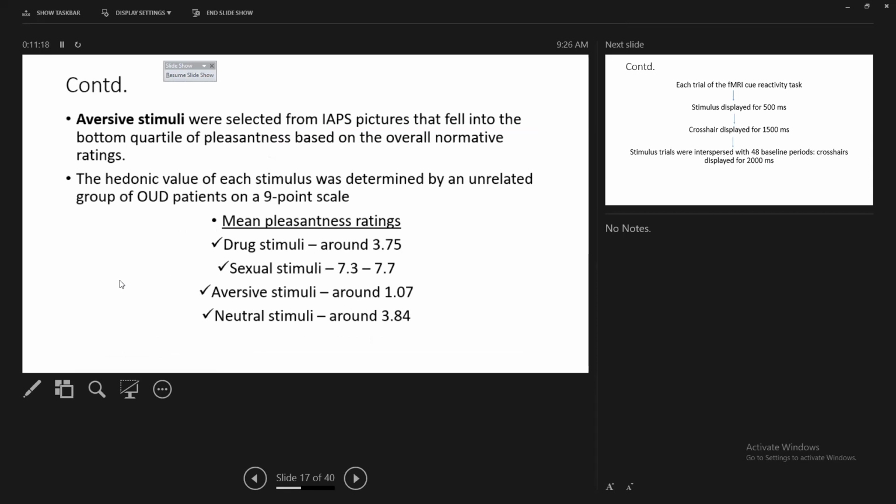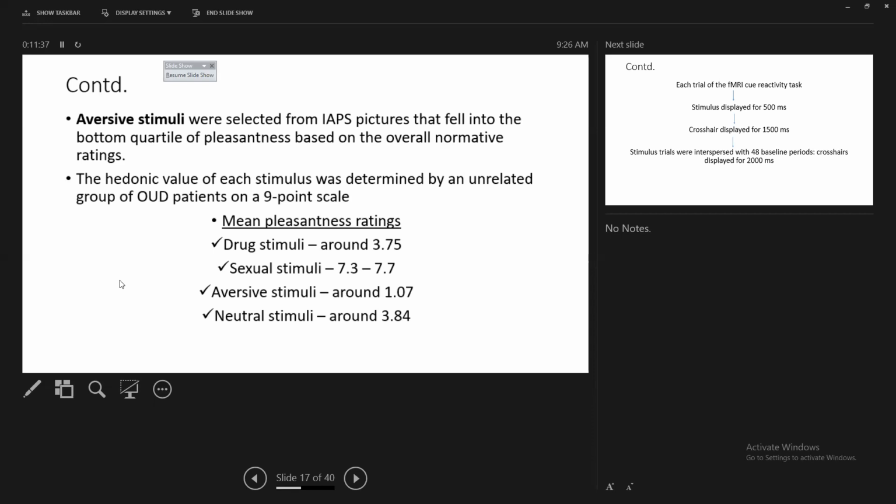So the hedonic value of each stimulus was determined by an unrelated group. This was also done, so that's actually a good article. They have done many things, but still there were some critical episodes. The hedonic value of each stimulus was determined by an unrelated group of patients, not this group of patients. The drug stimuli you can see around 3.75.